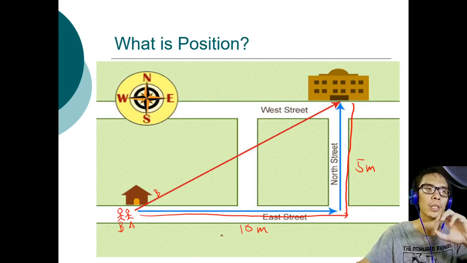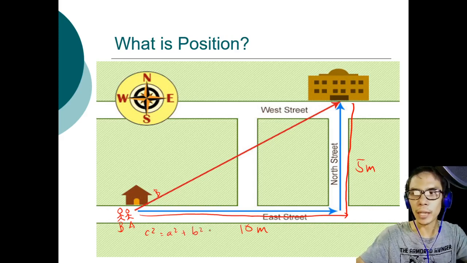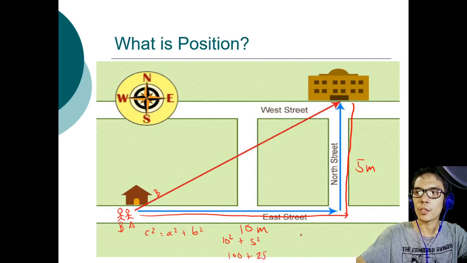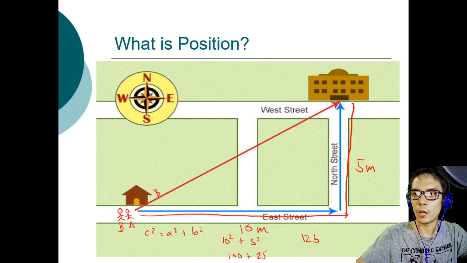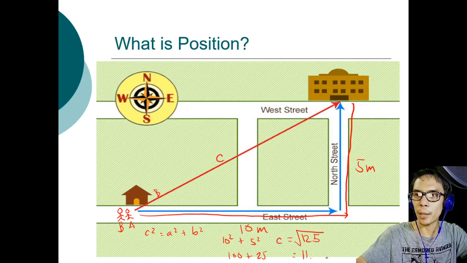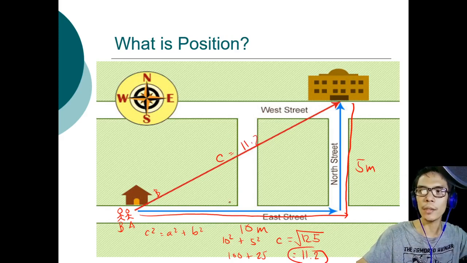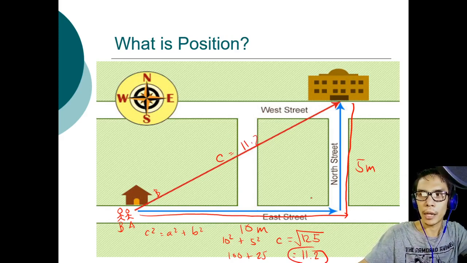In order to compute that, we will use the Pythagorean theorem. So we have c squared is equal to a squared plus b squared. We can compute this path by having 10 squared plus 5 squared. So it will be 100 plus 25, that will be 125. So the square root of 125. To compute for the c, that is 11.2, I think. So 11.2 is the distance of this path. So this is much shorter than the other path that you have right here.